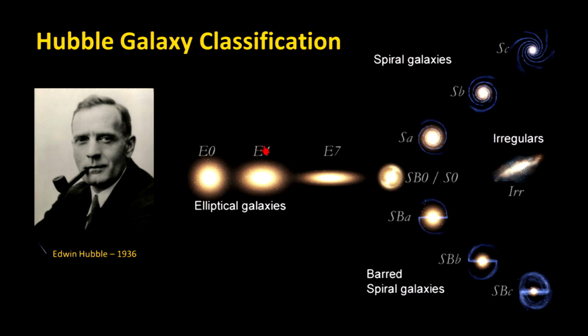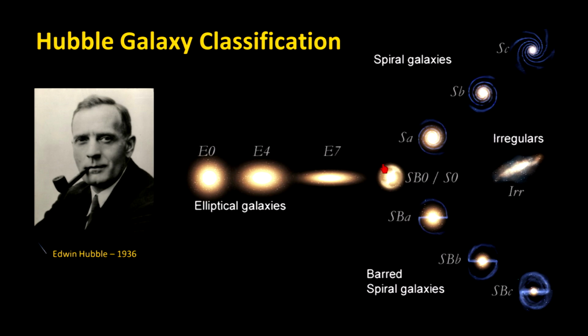The numbering system has to do with the shape. So an E stands for elliptical. E0 is spherical, and then all the way to E7, which is the most elongated possible. So the bigger the number, the more elongated the type of galaxy is.